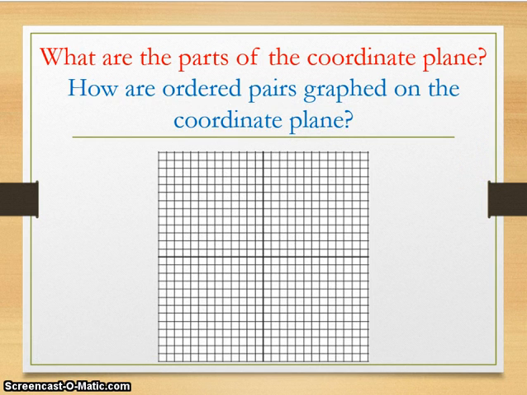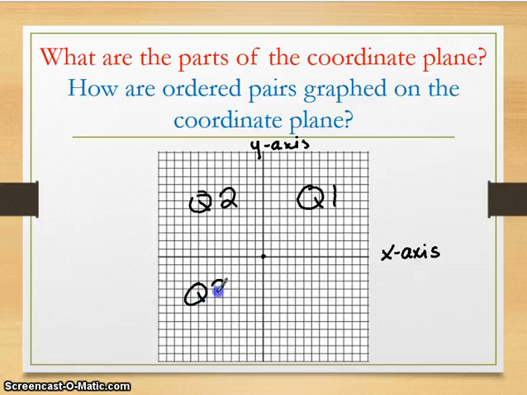In that lesson, we learned about the parts of the coordinate plane. We know that it is created by an x-axis and a y-axis. The center where the two axes meet is called the origin. And when the two axes meet, it creates four quadrants: quadrant 1, quadrant 2, quadrant 3, and quadrant 4.